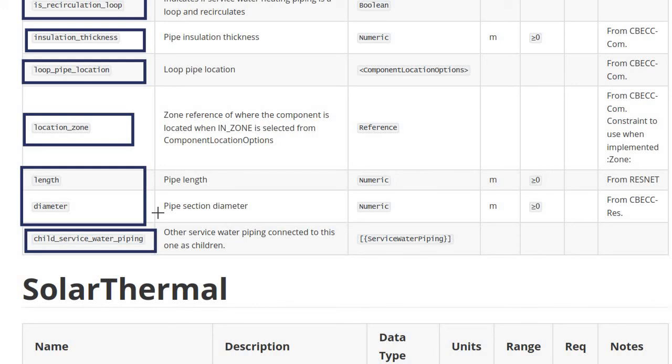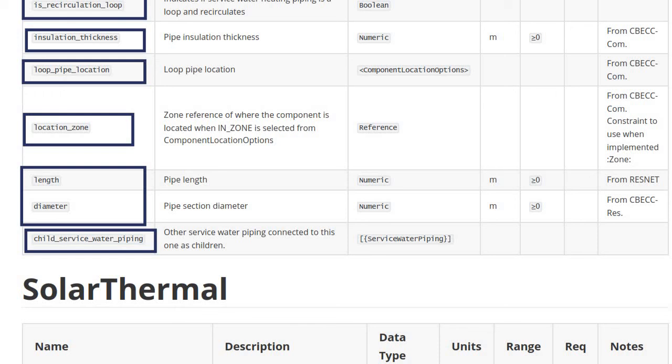So they can be nested, and a very complicated system could be described where the lengths and diameters of basically each pipe can be described as part of this, and each one can be located in different zones. So it's a very accurate but complicated way of describing the piping system.